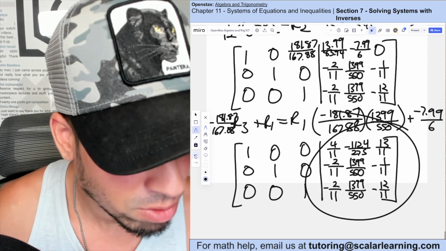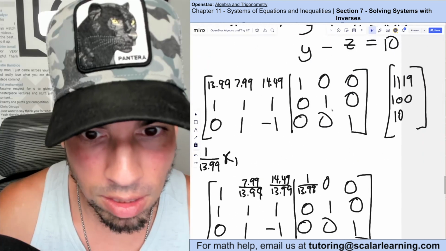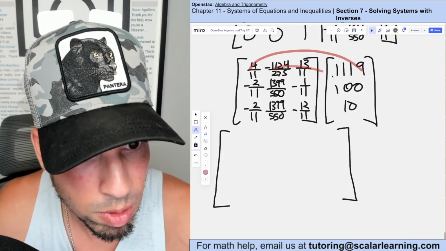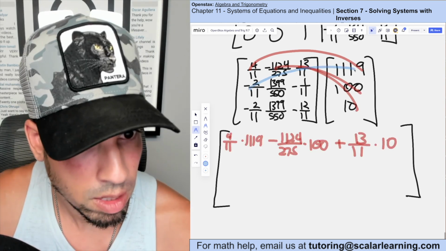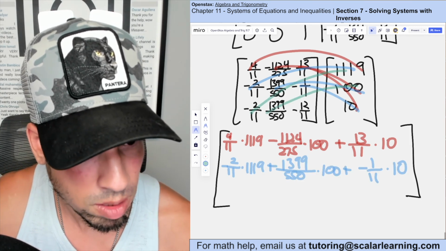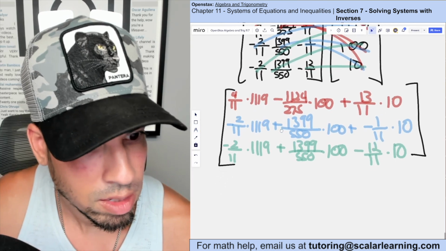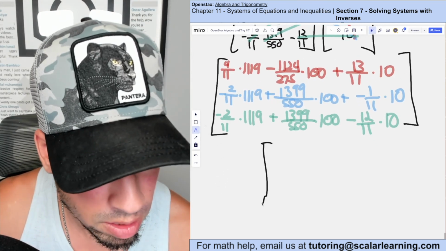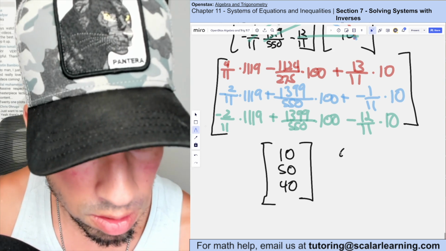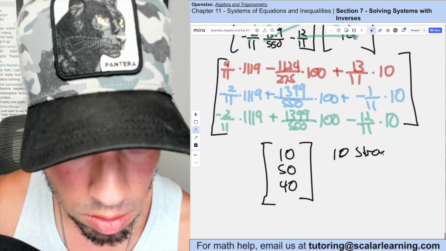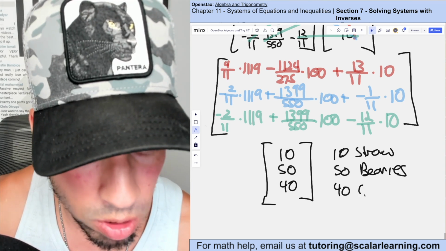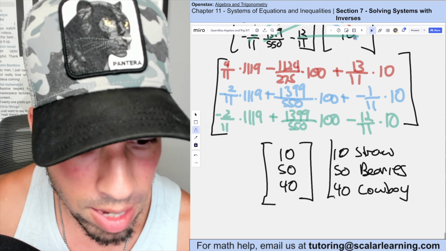All right. Here's the inverse, and we got to multiply that inverse against this guy, this little matrix here. All right, we're going to color code it. We got this times this plus this times this plus this times this, and then we got this times this plus this times this plus this times this, and then we got this times this plus this times this plus this times this. Okay, this is a lot of calculation, and what you end up with is 10, 50, and 40. So it is 10 straw hats, 50 beanies, and the last one is cowboy hats, 40 cowboy hats. So that is how you do it.